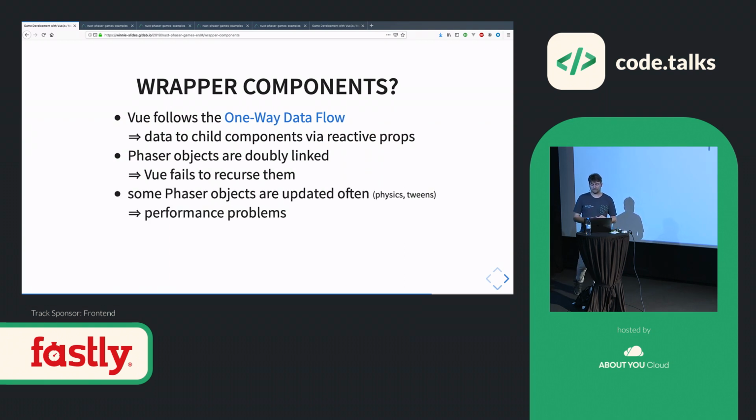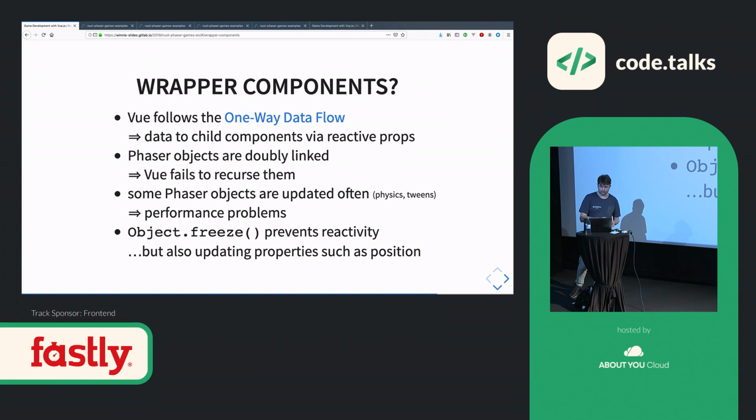Also, even if that problem didn't exist, some objects are updated quite often. For example, if you have physics engines or tweens, the position changes quite often. That can lead to performance problems if you pass them down as reactive props. Here it is: if you use Object.freeze, I think that's the official workaround. If you don't want to have things reactive in Vue, you freeze the thing, and then Vue is not going to look into that. But like I said, you cannot update the X and Y position of your Phaser entity anymore after it's frozen. And that's not going to work.